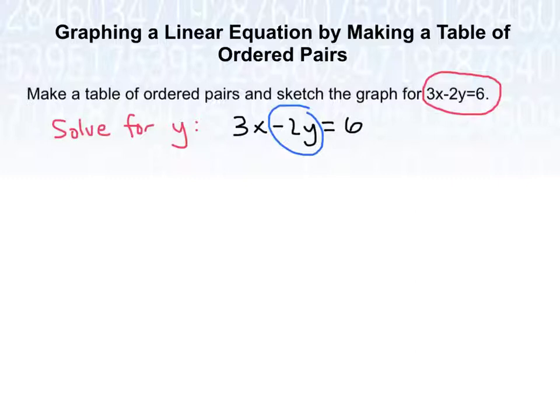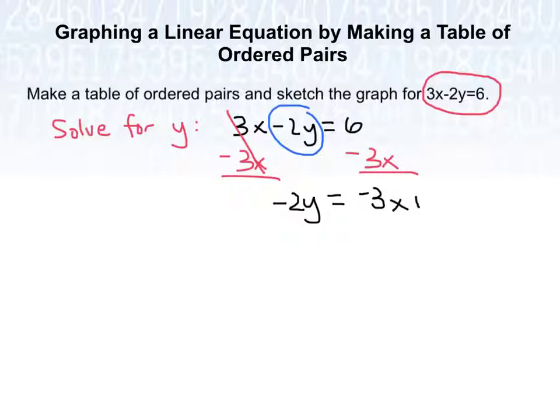So in order to isolate that term, I'm going to have to subtract 3x from each side. When I subtract 3x from the left, it will cancel out. I will be left over with negative 2y equals negative 3x plus 6. I'm getting in the habit of writing the x term first and the constant second to help us out with the next section.